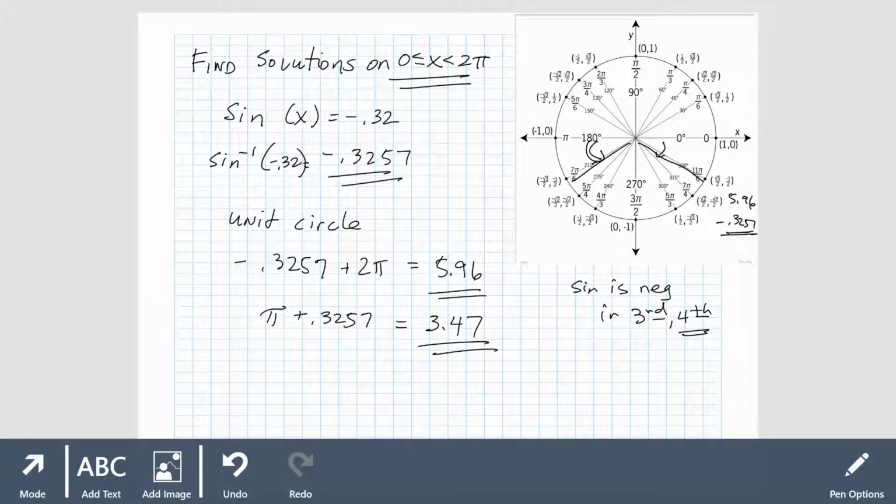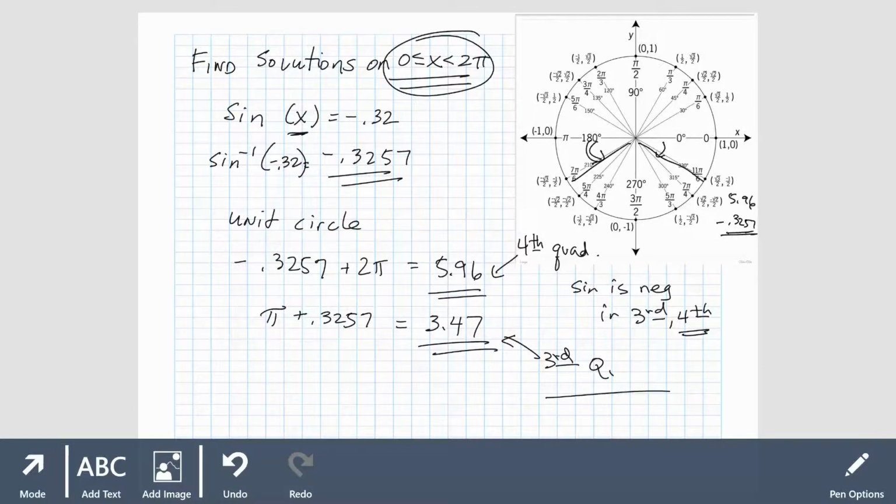And so what we found here, this is my third quadrant answer where my sine is negative. This is my fourth quadrant answer where my sine is also negative. And so those correlate with getting a negative value here. And I was only interested in values between 0 and 2 pi. Since we were just looking at the sine of x, that has a period of 2 pi. So we just get our two solutions within that single period. And that's all there is. So that would solve that particular problem.